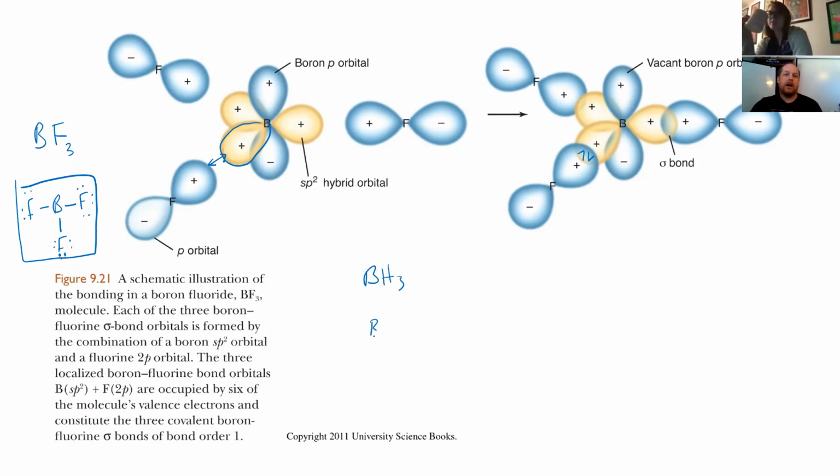So if you draw out the Lewis structure, and hopefully Lewis structure is getting easier as you're working on that lab, you know that there's a steric number of 3. The electron geometry is trigonal planar, and so it's going to have sp2 hybridization.